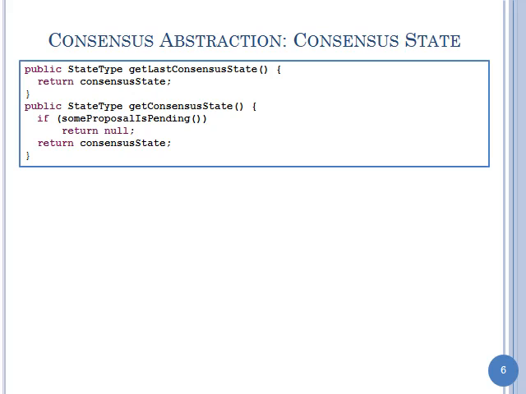And just to show you the difference between get last consensus state and get consensus state. In one case, you just return the value that's being held. In the other case, you say, look, if some proposal is pending, we return null. Otherwise, we return the correct value. Just to make this more concrete.